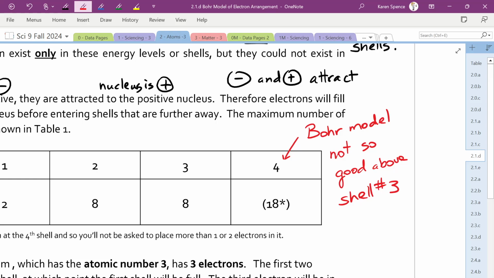Turn to page 33. Boys, you may not sit together unless you're on page 33 and you're paying attention. Yes.